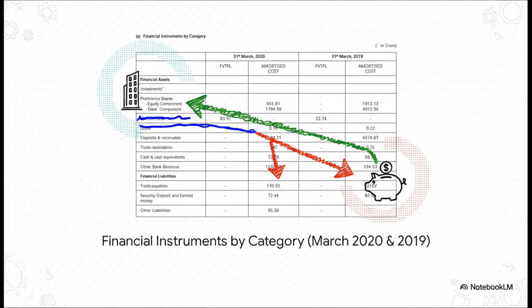You'll notice the company has quite unusually split their investment in these preference shares into two distinct pieces, an equity component and a debt component. Keep that little detail in your back pocket because it completely sets the stage for our diagnosis.